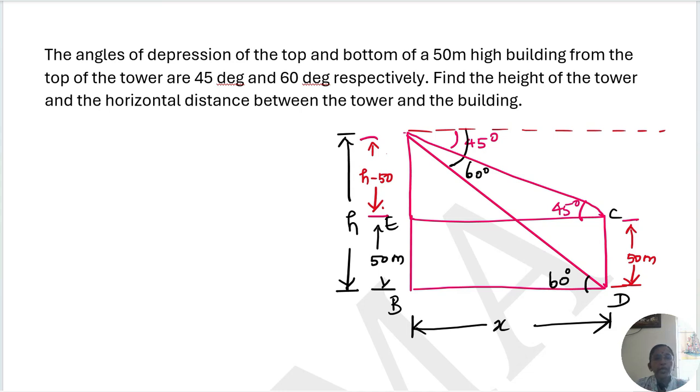The angles of depression of the top and bottom of a 50-meter height building from the top of the tower are 45 and 60 degrees respectively. Find the height of the tower and the horizontal distance between the tower and the building.